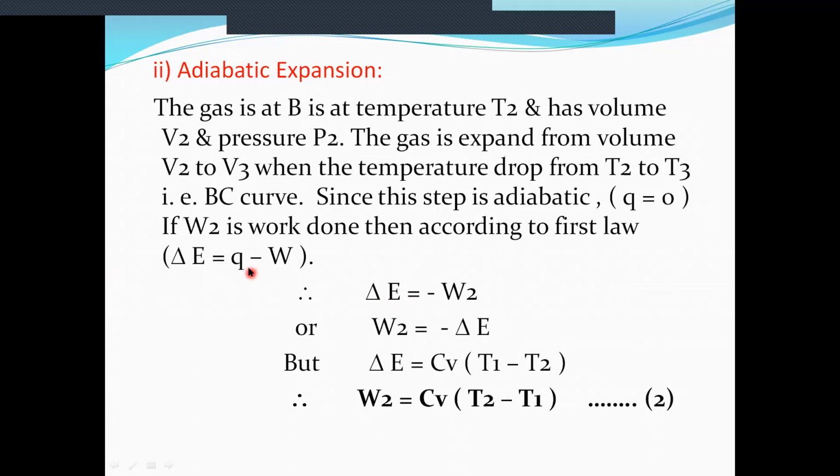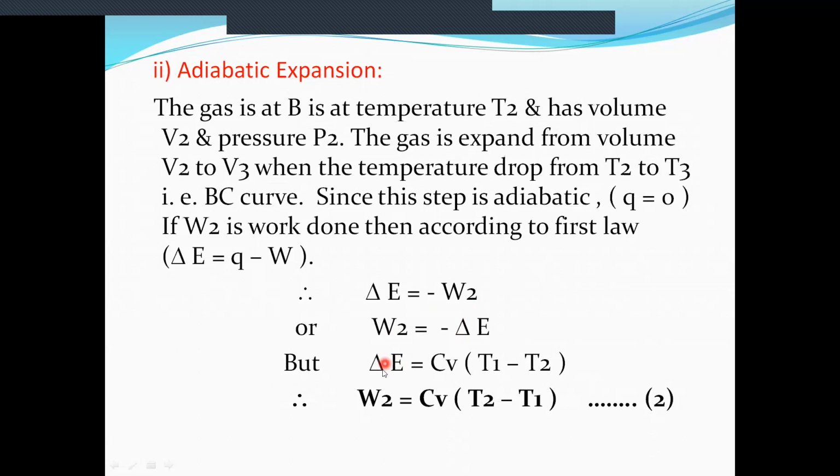So delta E is equal to Q minus W, and Q is 0 because the process is adiabatic. In an adiabatic process, heat absorbed is constant and can be taken as 0. Therefore, delta E is equal to Q minus W; put Q as 0, and instead of W, we take W2. We denote the work in adiabatic expansion as W2. So delta E is equal to minus W2. Now rearrange this equation: W2 is equal to minus delta E.